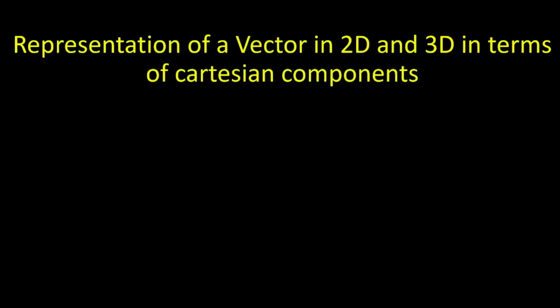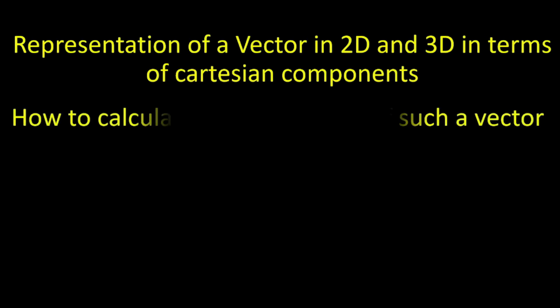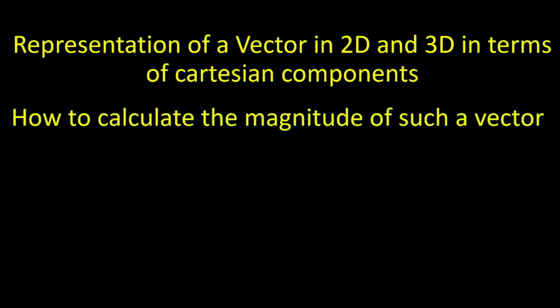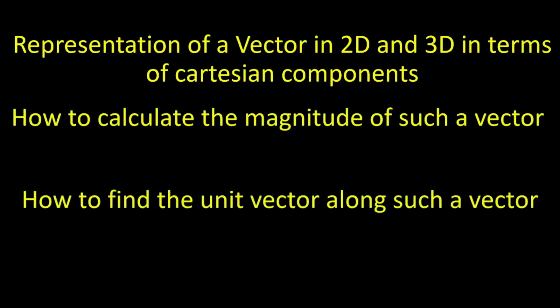Okay, so what we will study in this particular lecture is the representation of a vector in 2D and 3D in terms of Cartesian components, just how to write a vector, how to represent a vector in 2D and 3D in terms of Cartesian components. Next, we will see how to calculate the magnitude of such a vector. Then how to find a unit vector along such a vector.